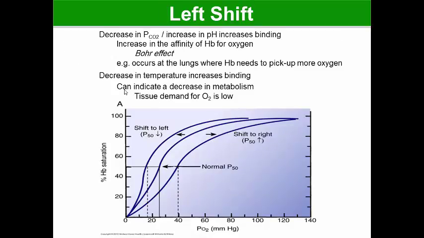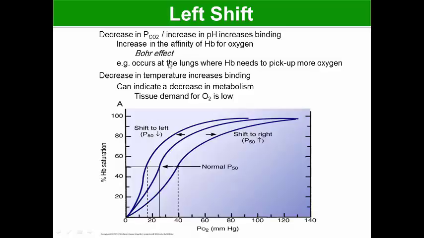Now, the left shift of the curve, this is where in the body we have it at the level of the lungs, because now hemoglobin has got higher affinity for oxygen. And remember, at the level of the lungs, we have a decrease in the partial pressure of carbon dioxide or an increase in the pH. And these two factors increase the affinity of hemoglobin for oxygen. And this is what is known as Bohr effect.